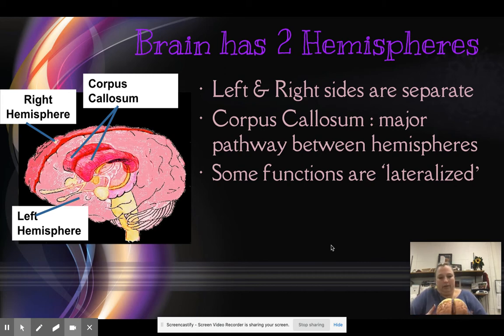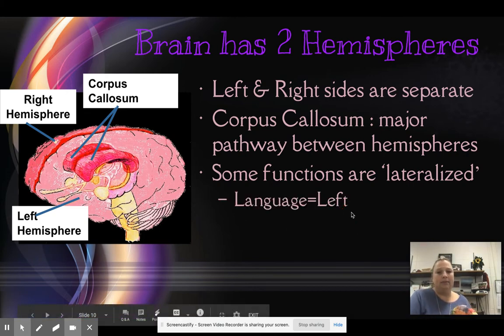Okay, so let me see if I can open this up for you. You see this C-looking thing? That's the corpus callosum. It connects the two parts of the brain together and sends messages back and forth between the two, because as you can see, some functions are lateralized.